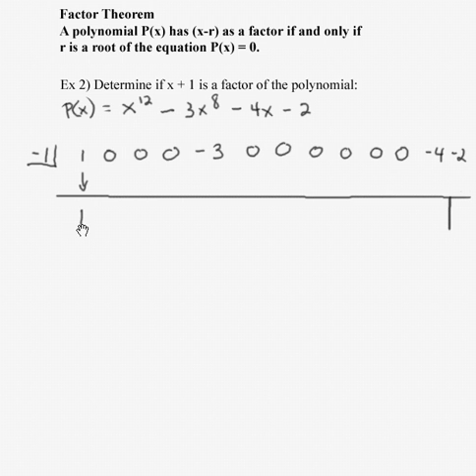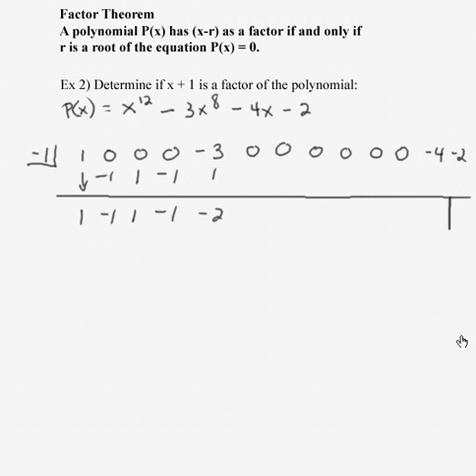Bring down the leading coefficient. There's a lot to do here, so let's just multiply, put it in the next column and add. Draw it below the line for the sum. Multiply, put it in the next column and add, etc. So 1 times negative 1 is negative 1, which plus 0 is negative 1. Times negative 1 is positive 1, which when we add it to 0 is 1. Times negative 1 is negative 1, which when we add it to 0 is negative 1. That negative 1 times negative 1 is 1. Put that in the next column and add it to negative 3 to get negative 2.